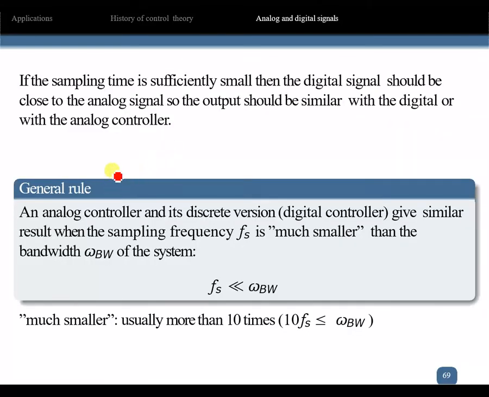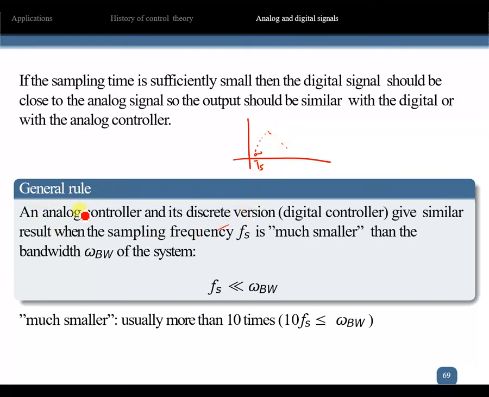Okay, to repeat again: if the sample time is sufficiently small, then the digital signal should be close to the analog signal, so the output should be similar to the one with analog controllers. This we saw. If TS is very small, TS is the interval between these two points. Here is TS. It's very small, so digital and analog are close together.